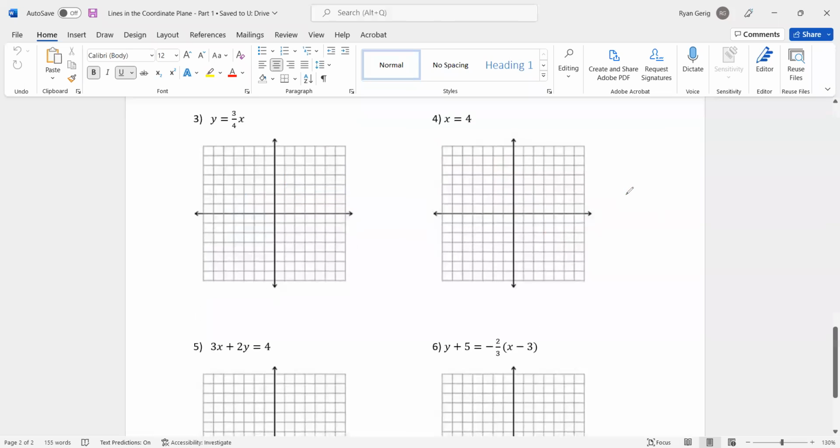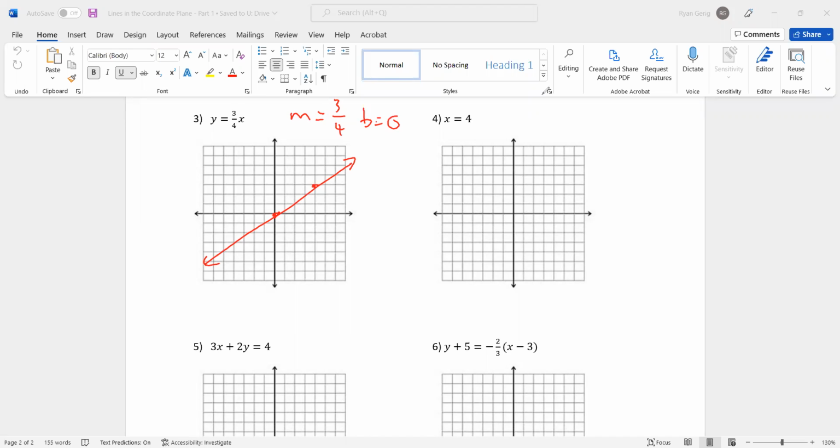All right, y equals 3/4 x. So the slope here is 3/4. The y-intercept, oh, there's nothing there, right? So what is it? 0. So it crosses the y-axis at 0. And from there it goes up 3, +3, right 4, because it's +4. And there's my line. Uphill line, like I expected, because it's a positive slope.